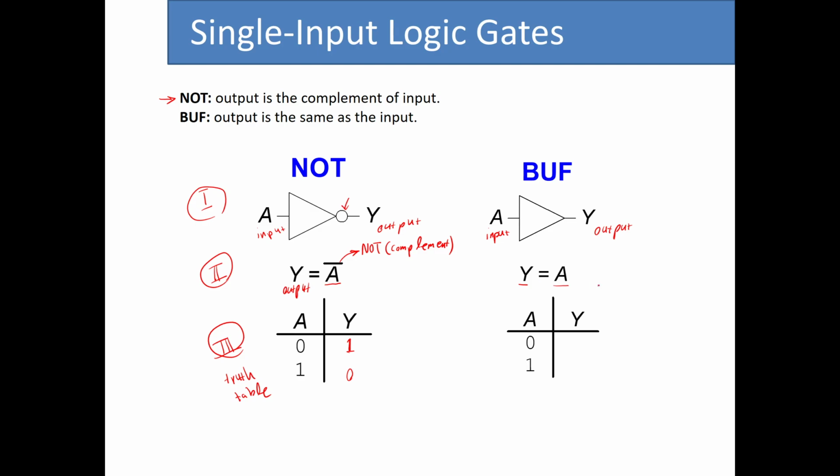So based on this definition, we can complete this truth table. For a value of A being 0, the value of Y is also 0.